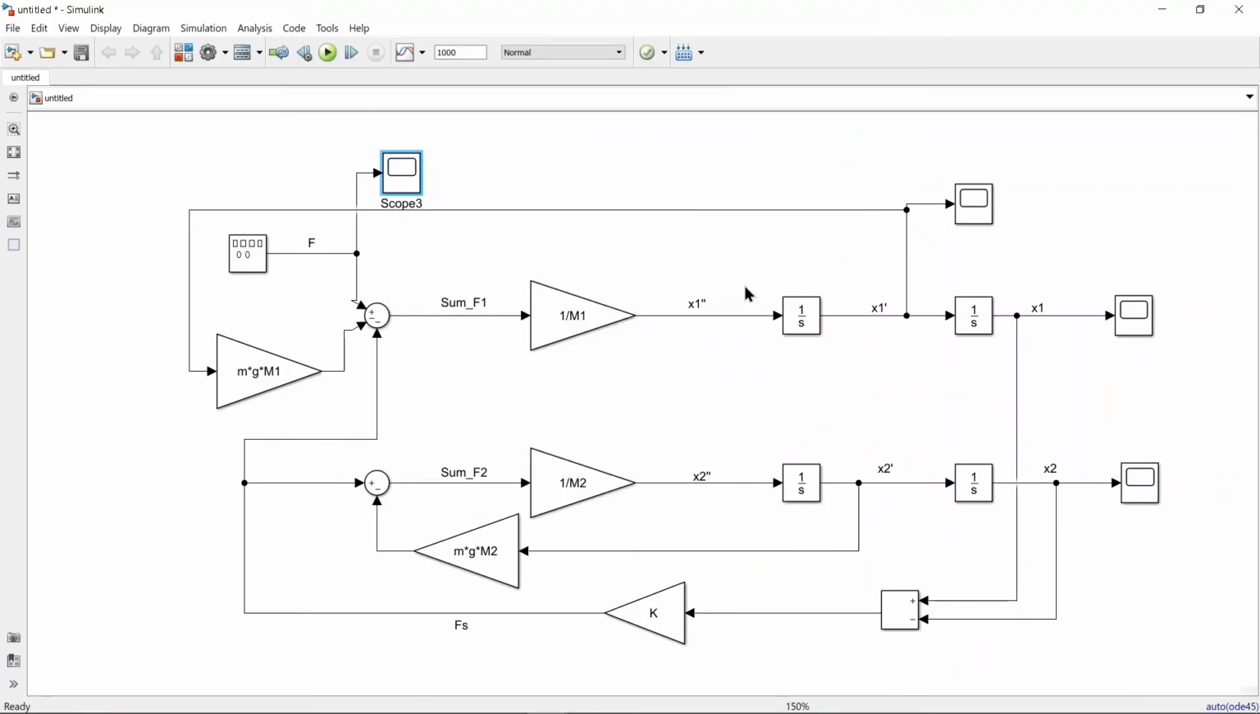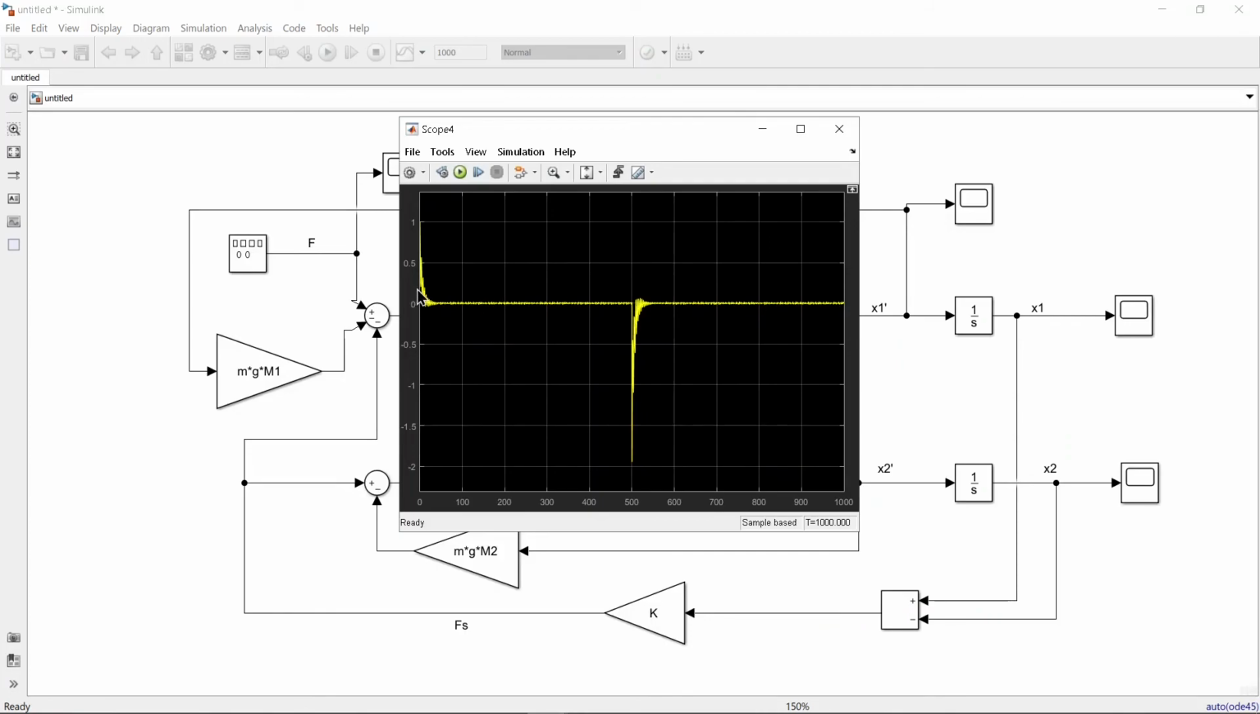If you want to see the acceleration profile, use another scope. So this is the acceleration. First, we applied a force. So there is an acceleration, and throughout 500 seconds, the acceleration was 0. Why is that? Because the velocity was constant. And in this 500 seconds, we applied a negative force. So the acceleration became negative, and from here on out, it becomes 0 because of the constant velocity.